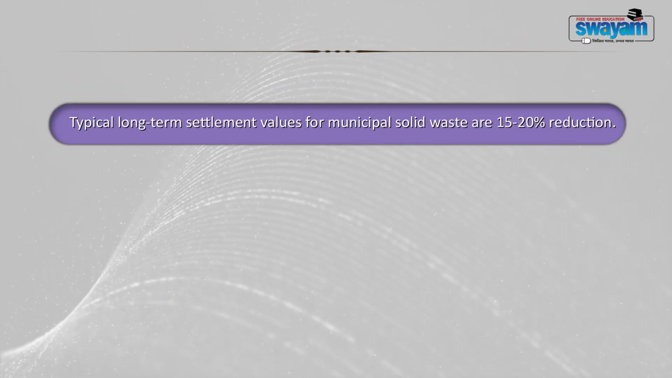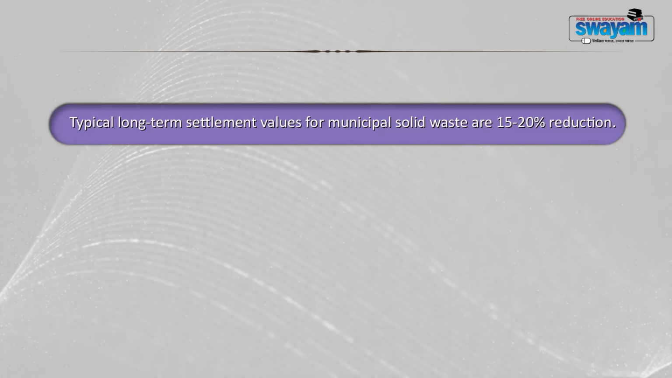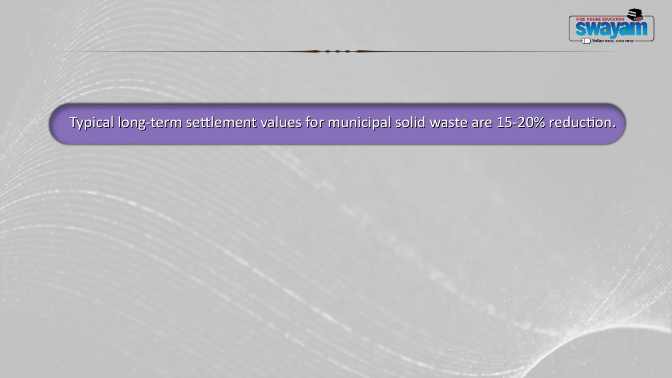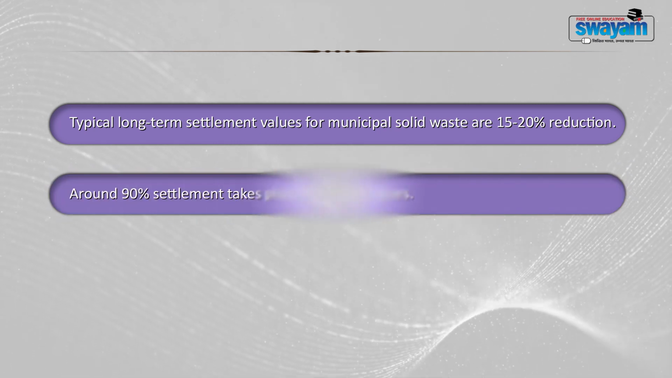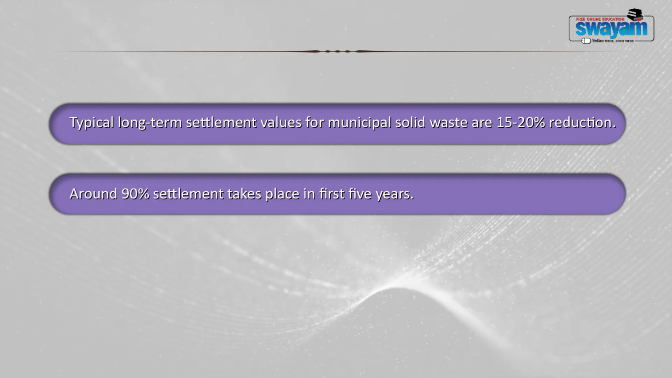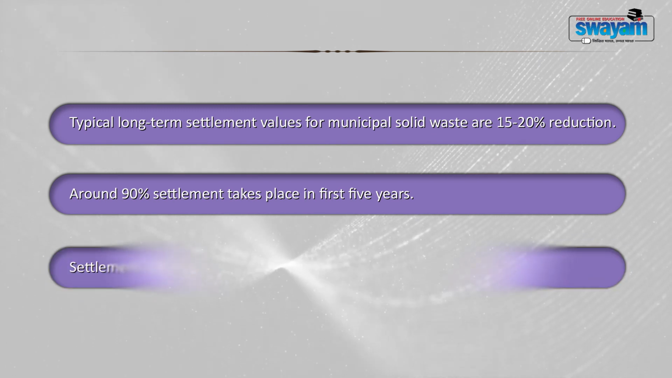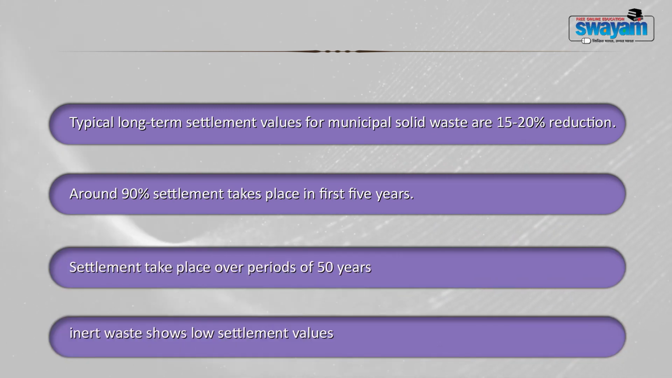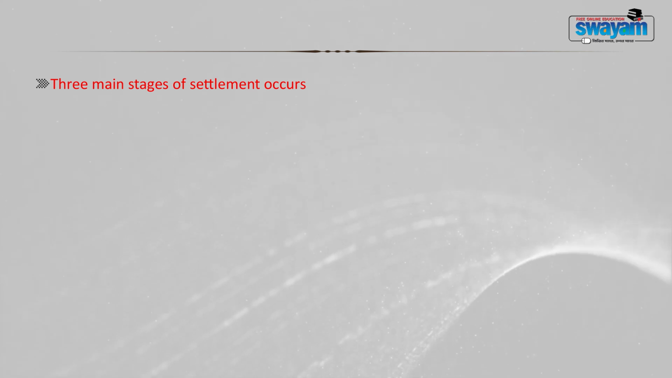Now, typical long term settlement values for municipal solid waste are 15 to 20% reduction. Around 90% of settlement takes place in the first 5 years. For inert waste, the settlement takes many years, even going over a period of 50 years. Now, 3 main stages of settlement occur in the landfill.